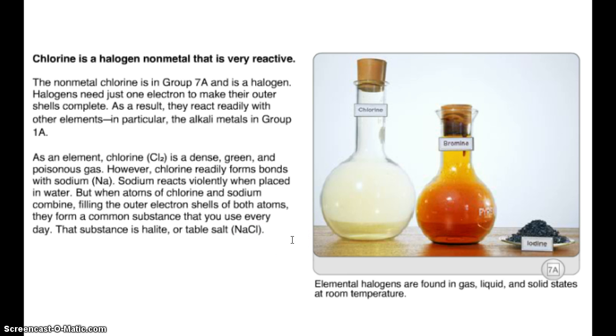As an element, chlorine, Cl2, is a dense green poisonous gas. Here's some chlorine. However, chlorine readily forms bonds with sodium, Na. Sodium reacts violently when placed in water and starts on fire. But when atoms of chlorine and sodium combine, filling the outer electron shells of both atoms, they form a common substance that you use every day. The common substance is halite, or as we call it, table salt, NaCl. So they also show you bromine here and iodine.